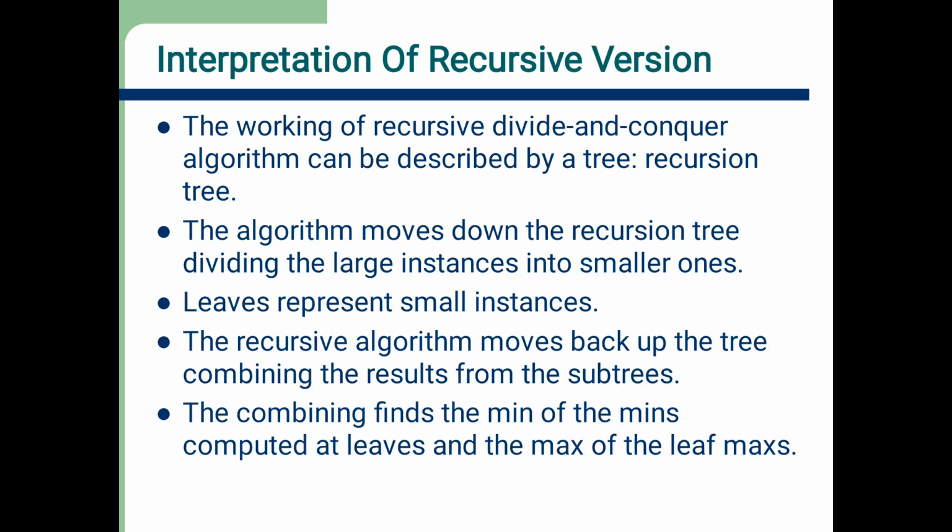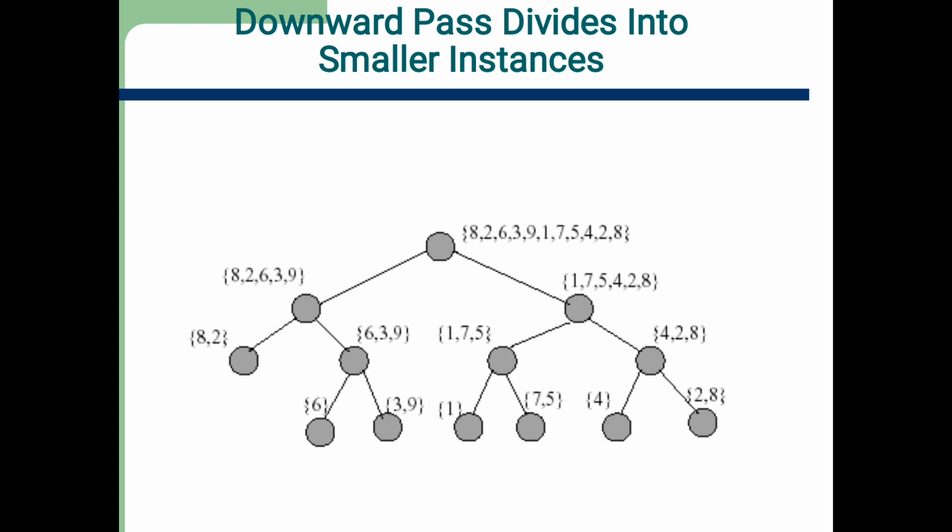The working of the recursive divide and conquer algorithm can be described by a tree. The algorithm moves down the recursion tree, dividing large instances into smaller ones and solving the small instances. The recursive algorithm then moves back up the tree, combining results to find the minimum and maximum element of each given leaf node. And this is the tree. Using an example, I have traced the tree.